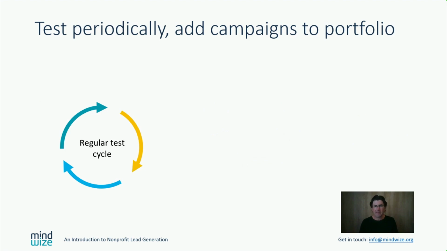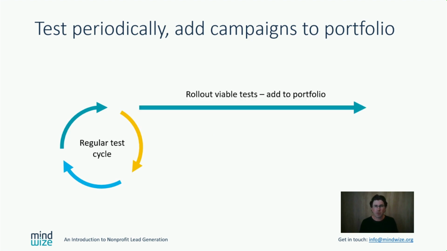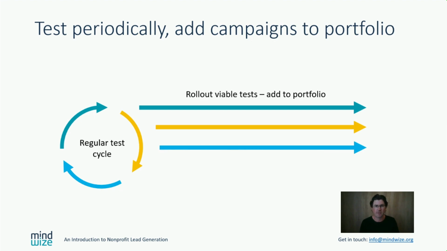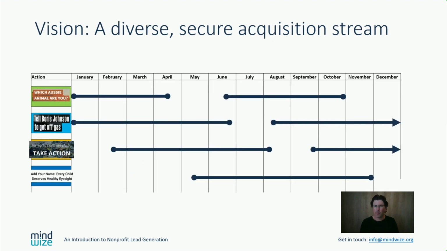Ideally, budget permitting, this test and learn cycle is something that you can actually run periodically. And so in this way, you can gradually build a portfolio of viable campaigns that you know resonate with your audience. And a diverse portfolio of campaigns gives your donor acquisition program stability, as you can guarantee a steady supply of leads. If a campaign becomes fatigued or redundant, or you have to stop it for some other reason, you can pause or stop it, but you've got other campaigns on or ready to go to ensure that leads can keep flowing.